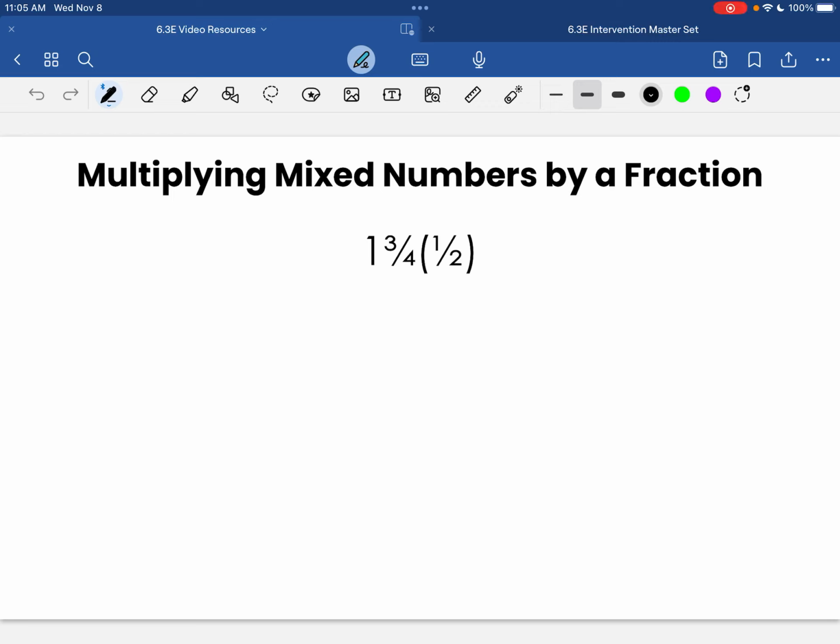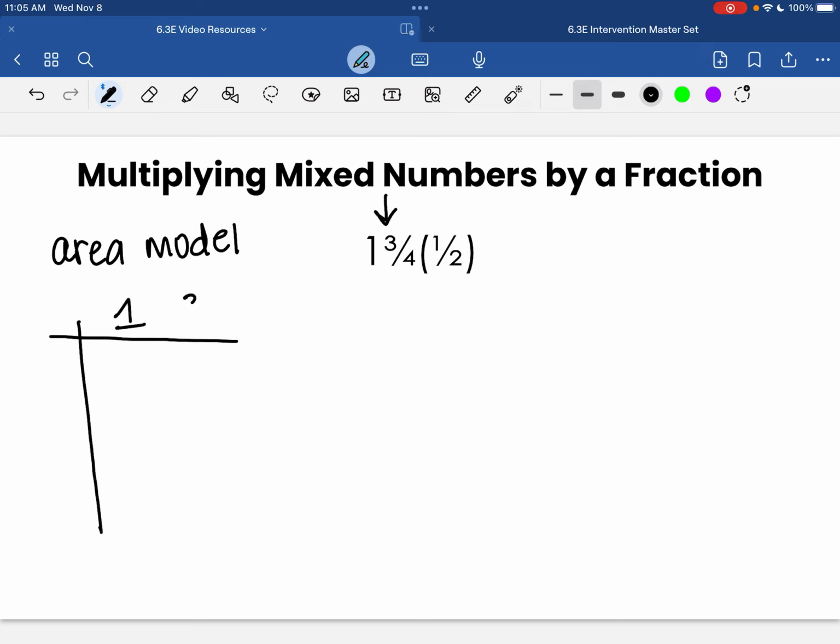Hey guys, today we are going to be looking at two different strategies for multiplying mixed numbers by a fraction. And the first way that we're going to look at is by using an area model. I'm going to come over here and write area model. We've used area model since elementary school, and all that it means is that we are breaking up our two factors. So I look at the first factor and I have 1 3/4. And my second factor is 1/2.